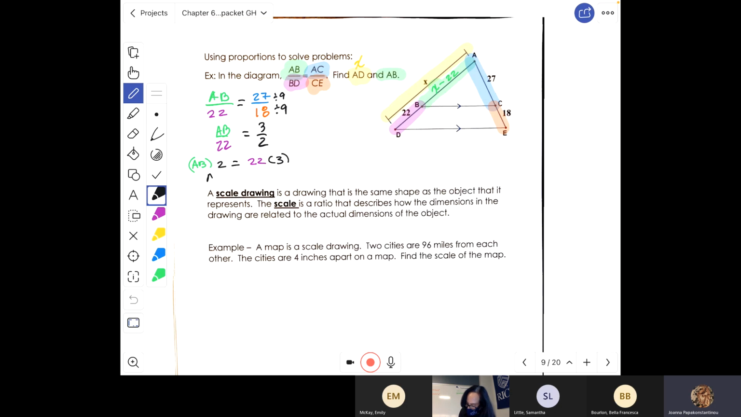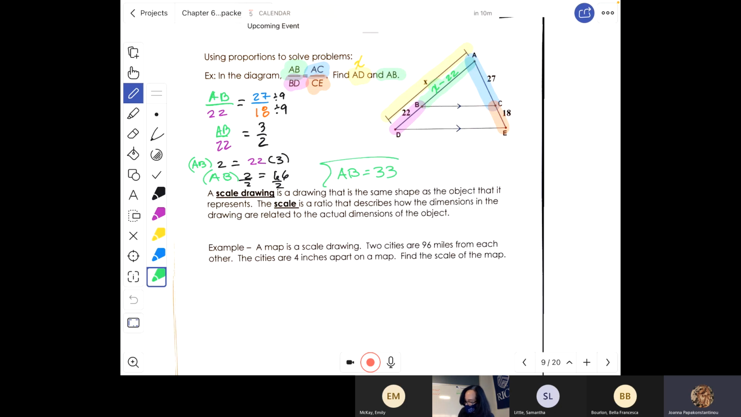So AB, I'm going to use my green, times 2 equals what? 22 times 3. 66. 66. And then what would I do? Divide by 2. Okay. So that means AB equals 33. 33. Ooh, look at us. So AB equals 33.